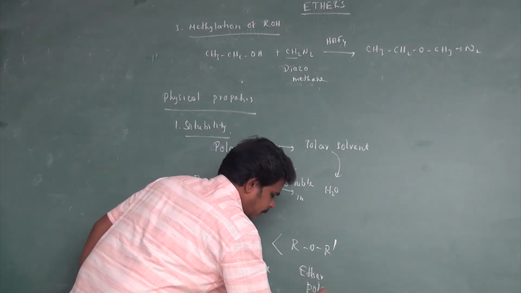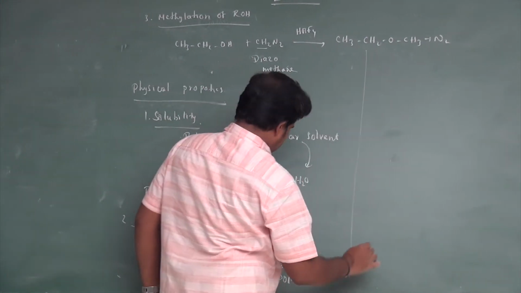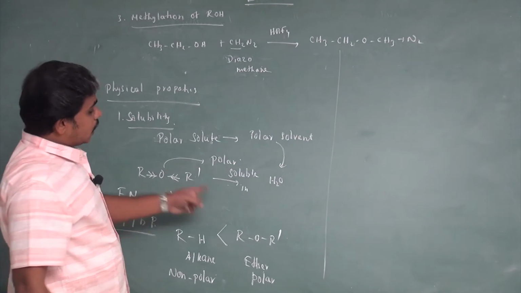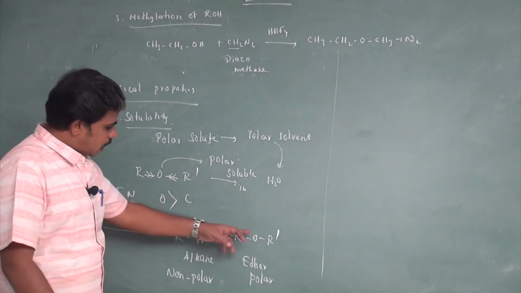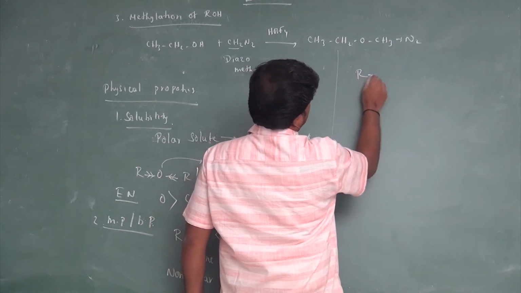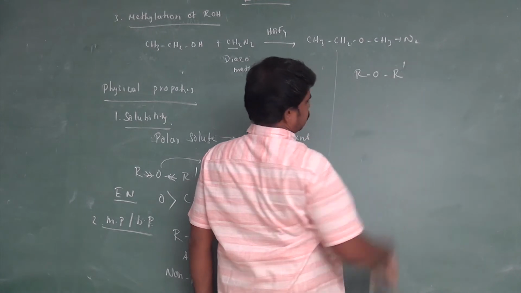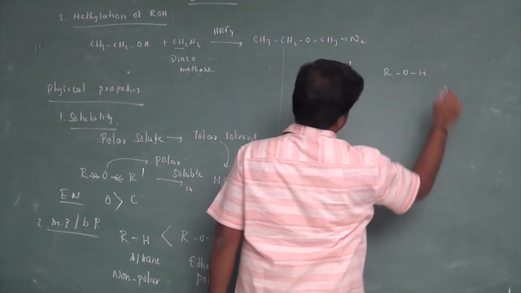And the next one, if you are taking the alcohol and ether, we may compare the melting point and the boiling point between alcohol and ether. So here we take ether, R-O-R', and R-O-H.